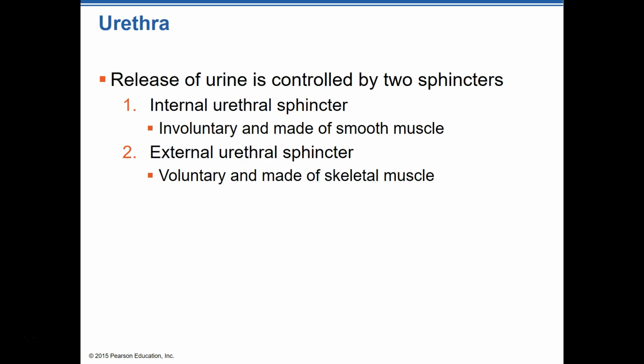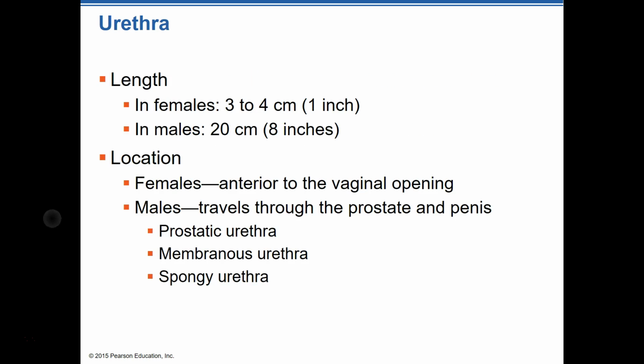Okay, so the release of urine is controlled by 2 sphincters, an internal and an external one, which is kind of nice. It's got 2. Not so great when both of them aren't working right. Like I said, with women, the length of the urethra is about 1 inch long. With men, it's about 8. And of course, locations are different for male and female, obviously, because the anatomy is so different.